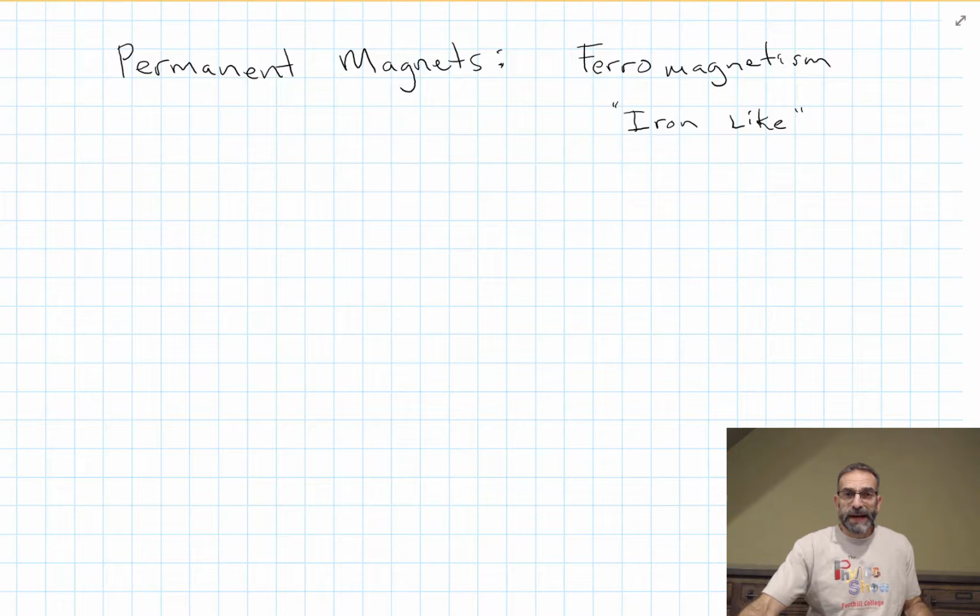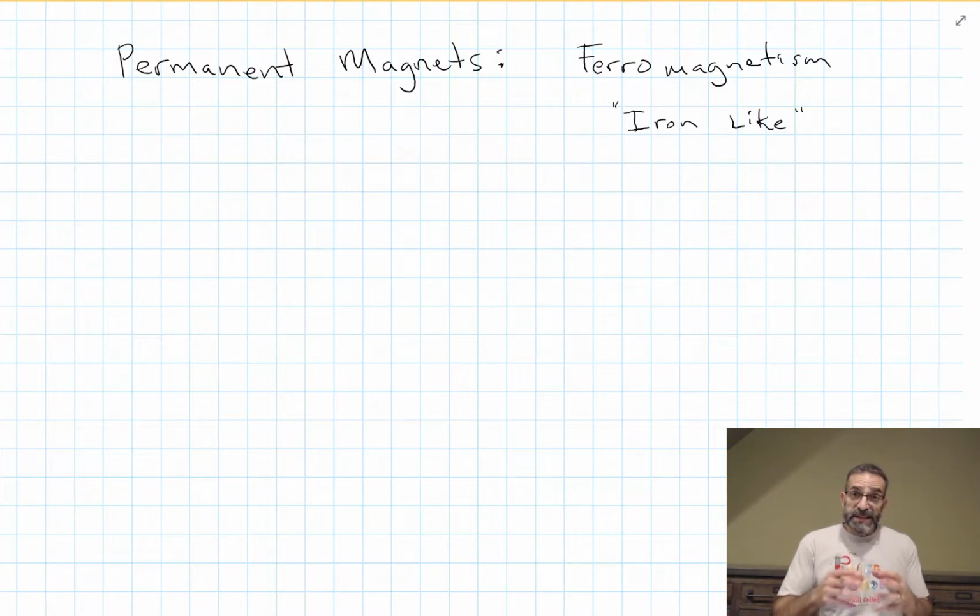Let's talk about permanent magnets. The most common type are ferromagnetic materials, or iron-like materials. Iron atoms act like little tiny bar magnets. Every iron atom has a magnetic moment. And as the iron forms into a solid piece of iron, the magnetic moments align with each other, because that's what little magnets want to do. They want to align with the magnets they're next to.